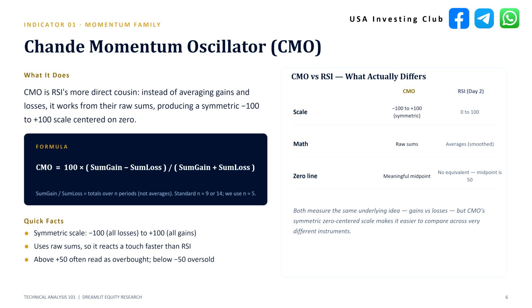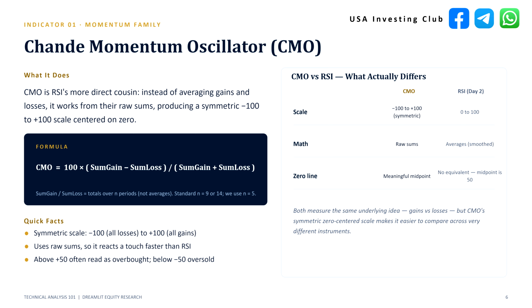Instead of averaging gains and losses the way RSI does, CMO works from their raw sums, producing a symmetric scale that runs from -100 to +100, centered on 0. Here's the formula. CMO equals 100 times the sum of gains minus the sum of losses, divided by the sum of gains plus the sum of losses. Sum of gains and sum of losses are totals over n periods, not averages, totals.